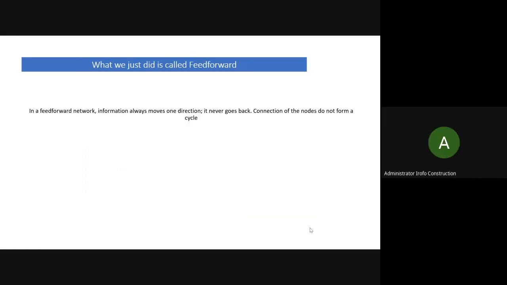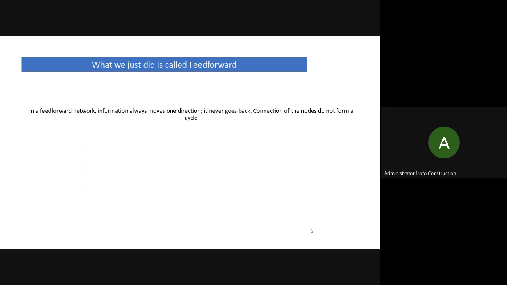So what you just did, doing the sum activation and applying the activation function to it, is what we refer to in neural networks as feed forwarding. It is just passing the signal from one node to another node to get to the output layer. In a feed forward network, information always moves in one direction. It never goes back. Connections of the nodes do not form a cycle.